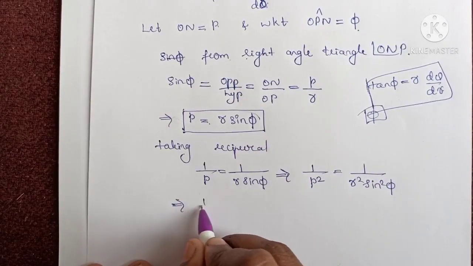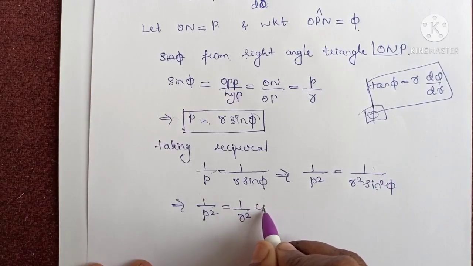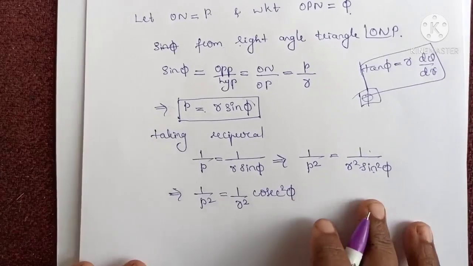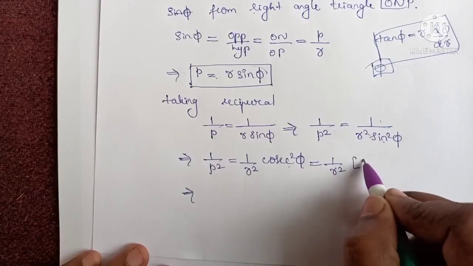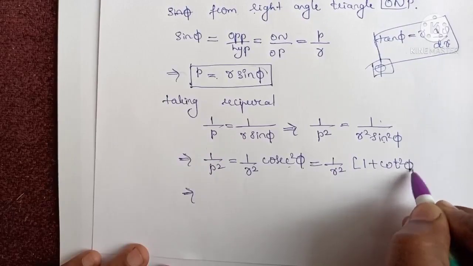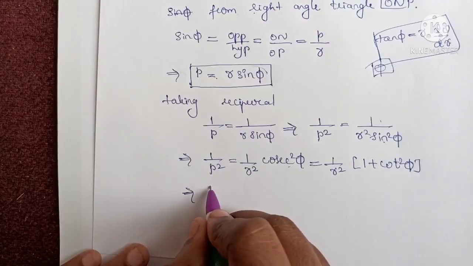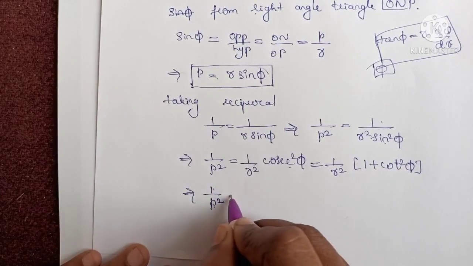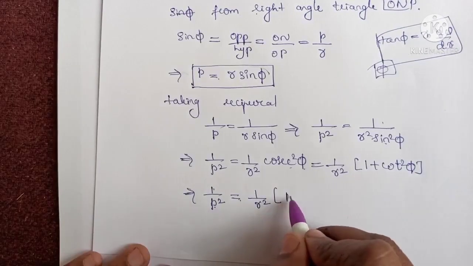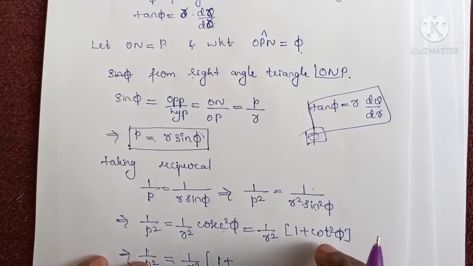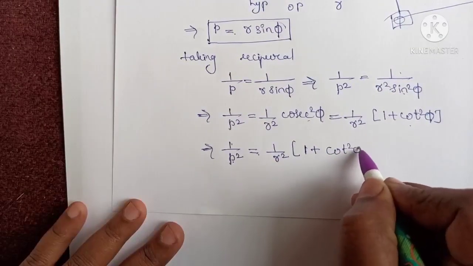Now this 1 by p square stays as it is, 1 by r square also stays as it is, and 1 by sin square phi can be written as cosec square phi. Now we know that cosec square phi can be written as 1 plus cot square phi, because cosec square theta equals 1 plus cot square theta. Therefore this can be written as 1 by p square equals 1 by r square, and in place of cot square phi, we can substitute its value in terms of tan phi.